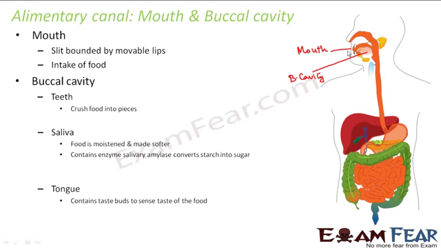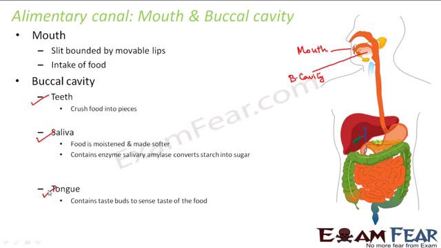So what are the things that are present inside the buccal cavity? One is teeth, the second is saliva, and the third is tongue. Now let us see what purpose each of them serves. When I talk of teeth, what is the purpose of teeth? To chew food. What happens when we chew food? The bigger food particles are crushed down into smaller particles, because teeth are quite sharp, and that too inside the mouth.